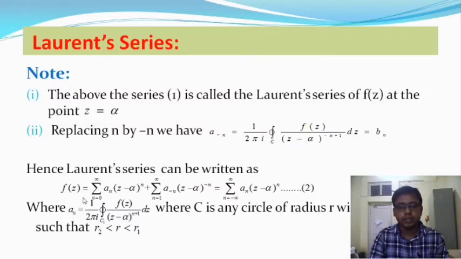So the given Laurent series is reduced to the summation over n equal to minus infinity to plus infinity of aₙ into (z minus alpha) whole to the power n. When we put n by minus n in aₙ, we can write this equation number 2, where aₙ is equal to 1 by 2 pi i closed integration over c1 of f of z by (z minus alpha) whole to the power n plus 1, and where c is the circle of radius say r with center at the point alpha, and here r lies within r1 and r2.